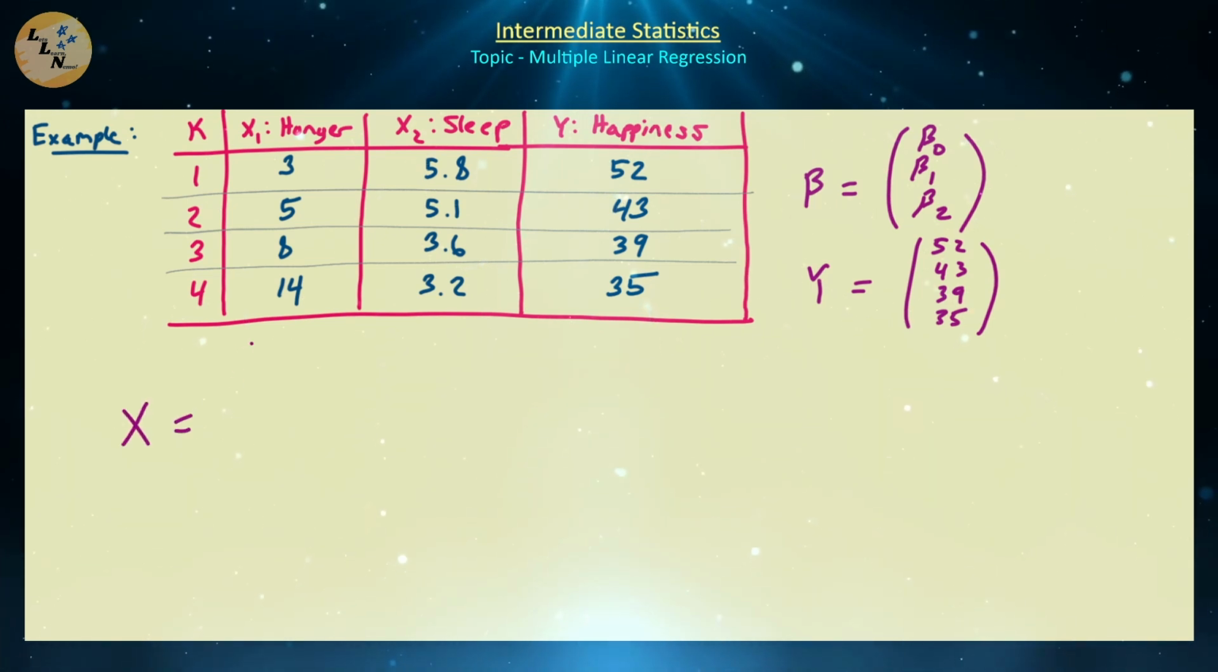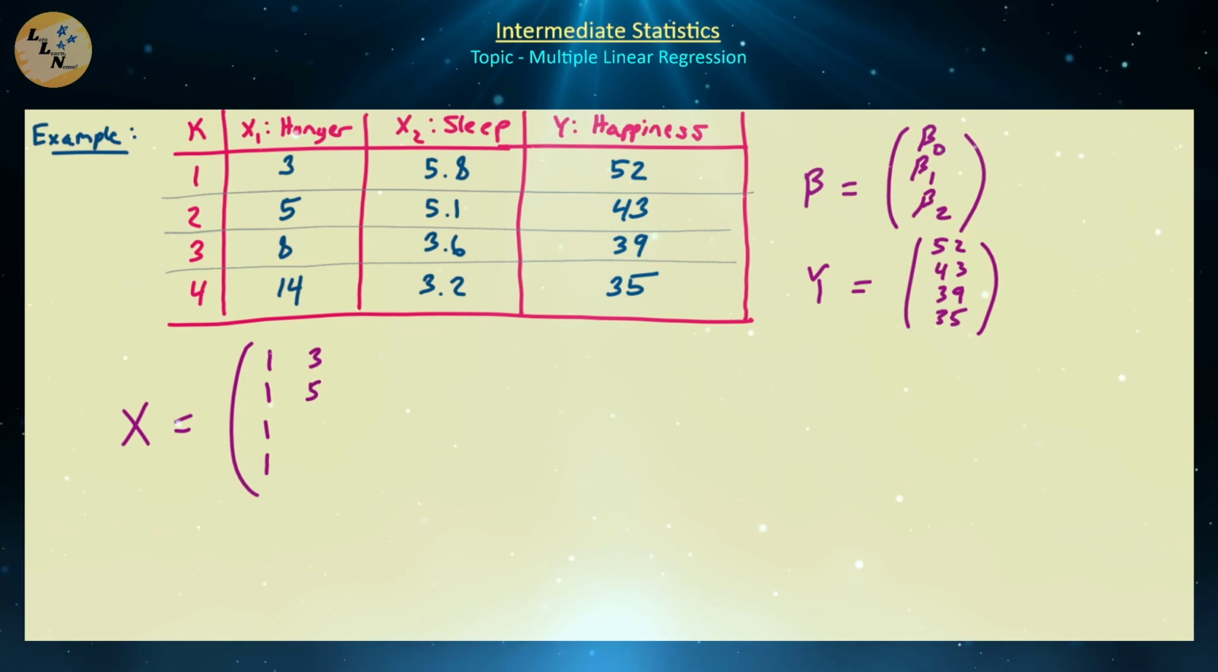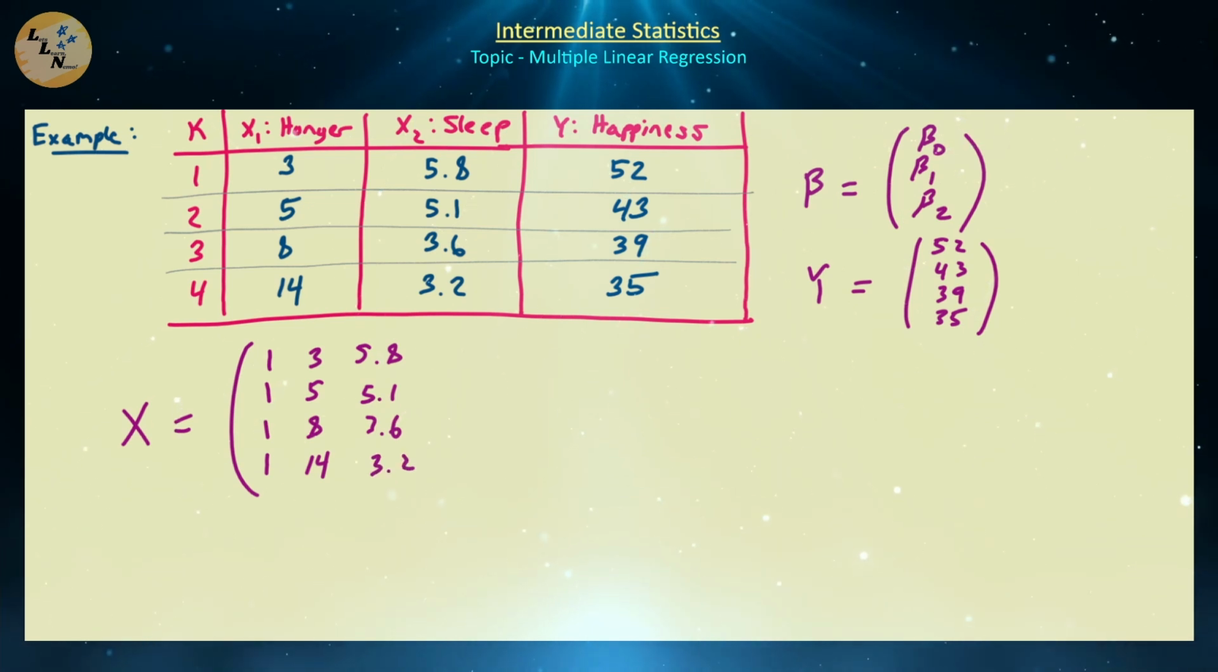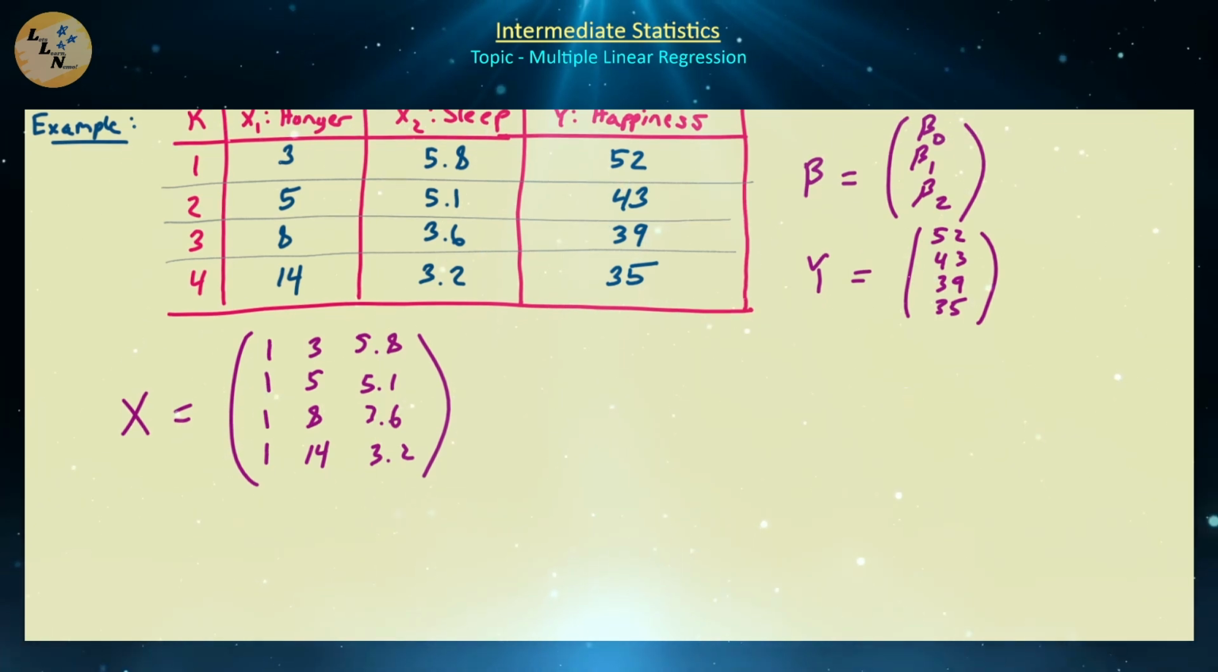So our data matrix X is going to be equal to, so keep in mind the first column is for beta 0, the second column is for beta 1, and the third column is for beta 2. So the first column is going to be all 1s, since we have, for example, beta 0 times 1. And then we're going to have 3, 5, 8, and 14. And then we're going to have 5.8, 5.1, 3.6, and 3.2 as our data matrix X. So the next thing that we need to figure out is: is this data set good to work with?